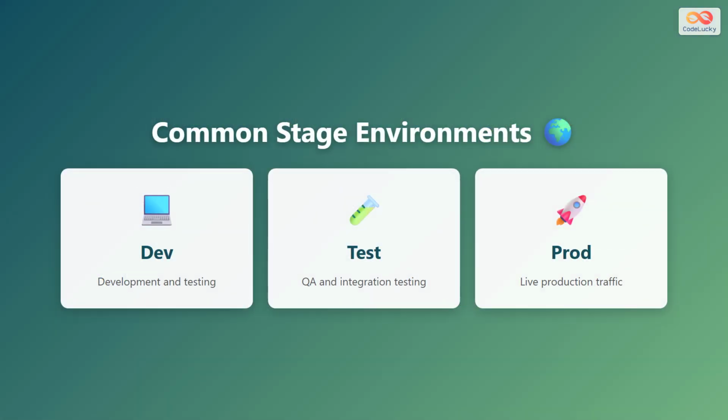There are three common stage environments that most teams use. First is the dev stage, which is used for development and testing. This is where developers experiment with new features and make rapid changes. Second is the test stage, used for quality assurance and integration testing. This environment ensures that everything works correctly before going live. Third is the prod stage, which handles live production traffic. This is your stable, customer-facing environment. Each stage serves a distinct purpose in your deployment pipeline.